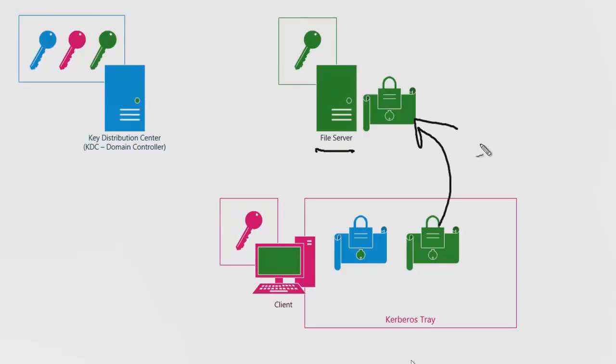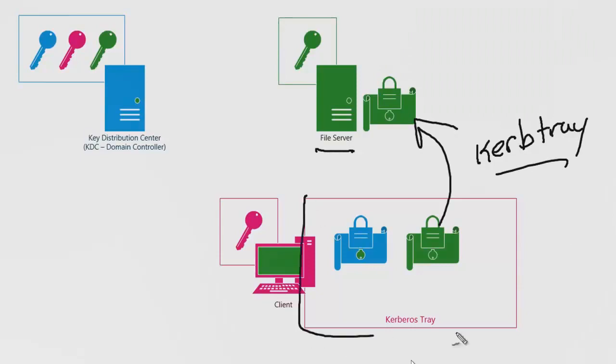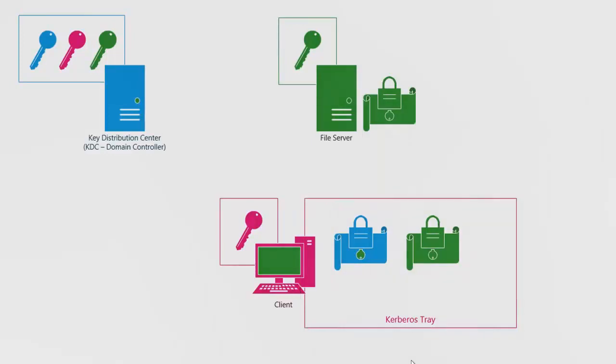So there's actually a Windows utility called KerbTray. It's in the resource kit. It's available for download on the internet, and it lets you view this Kerberos tray so you can see all of the tickets that a client has gathered. So this is how authentication works. The client goes to the KDC to get the ticket, and then it stores them and presents them to a file server. And that's how the whole Kerberos protocol really works.